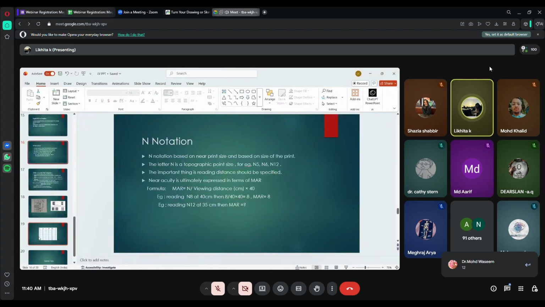Again, there are two different answers, 12 and 13. For example, if the patient reads N8 at 40 centimeters, then the N value is 8. 8 divided by 40 into 4 equals 8. Similarly, if the patient reads N12 at 35 centimeters, then 12 divided by 35 into 40 equals around 13.7.